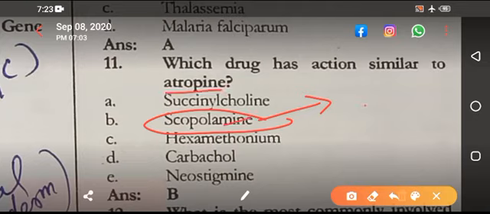So it is better to avoid scopolamine in clinical practice. Try to use the safer drug, the more selective drug, like NOSPA, the drotaverine. They are more selective.